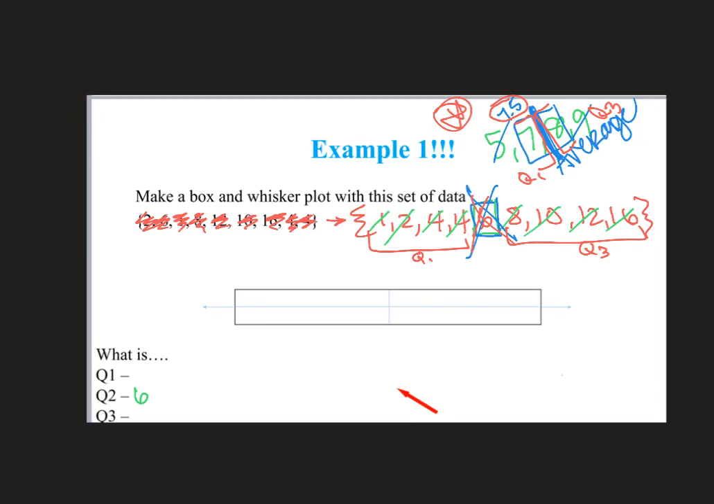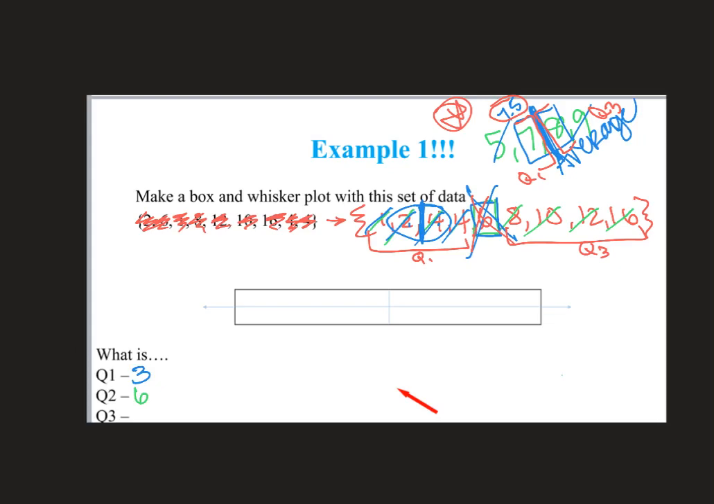Okay, so for Q1, you're going to find the median of the first half of data. So you cross out 1, cross out 4, cross out 2, cross out 4. Now, two numbers fall in the middle. So I'm going to take 4 and 2, add them together, which is 6. Divide 6 by 2, and that gives me 3. So 3 is going to be my Q1.